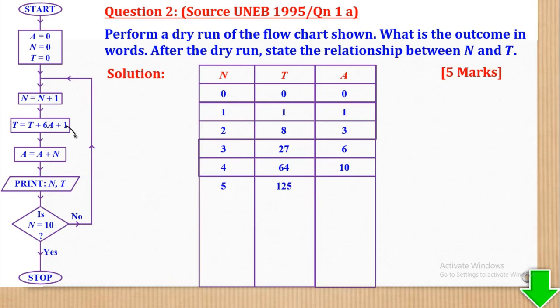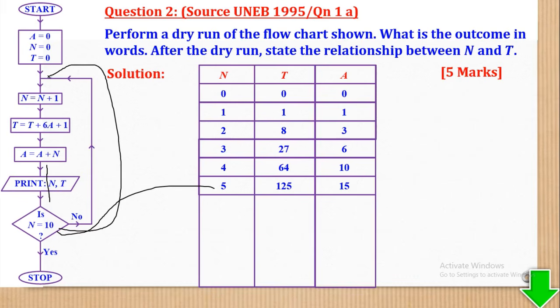Then from this, A becomes A plus N. So A plus N gives you 15. Print and go to the decision. So the decision, this one takes you to a no. So no means that we're going to increment again. So increment 5 by 1 to give you 6. Then from there, remember that T is 125. Then A is 15. So 125 plus 6 times 15 plus 1 gives you 216.